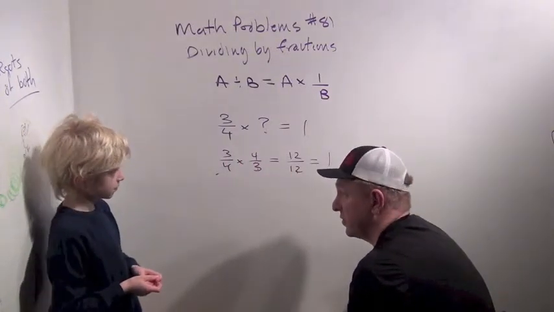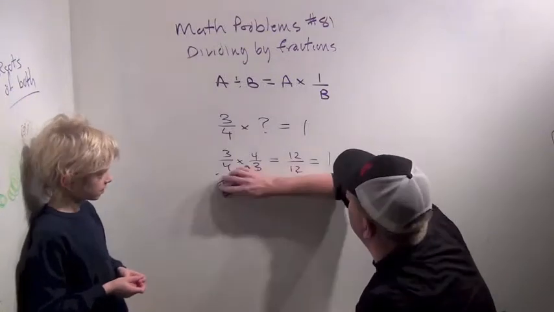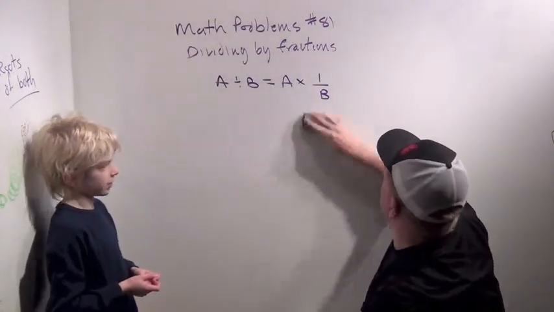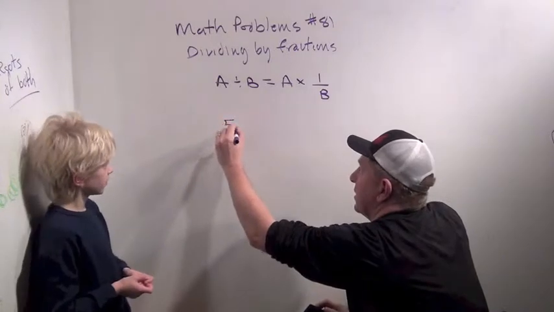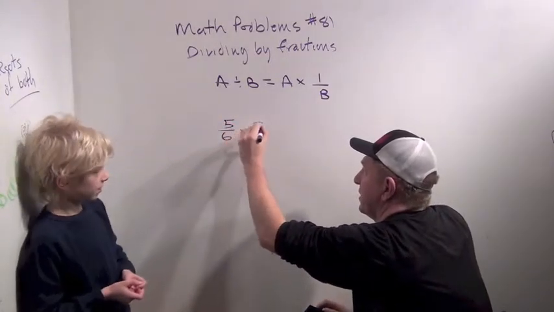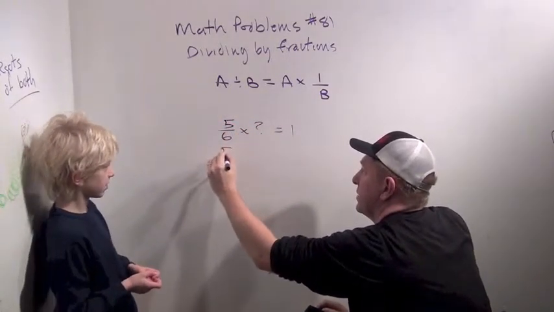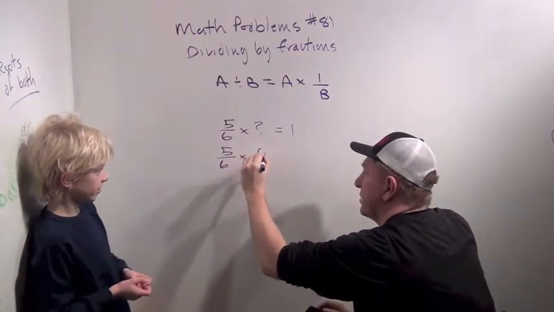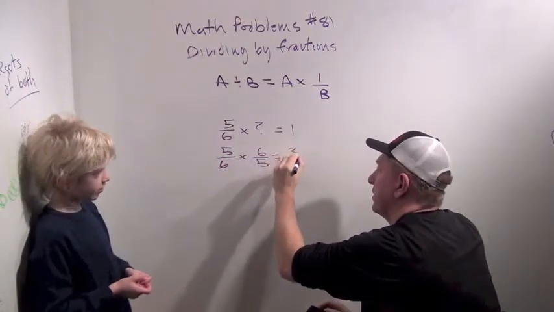You want to do another one just for practice? Sure. Give me another fraction. 5/6. And what's the reciprocal of 5/6? It's going to be 6/5. Well, let's just see. 5/6 times 6/5 is 30/30, which is also 1.